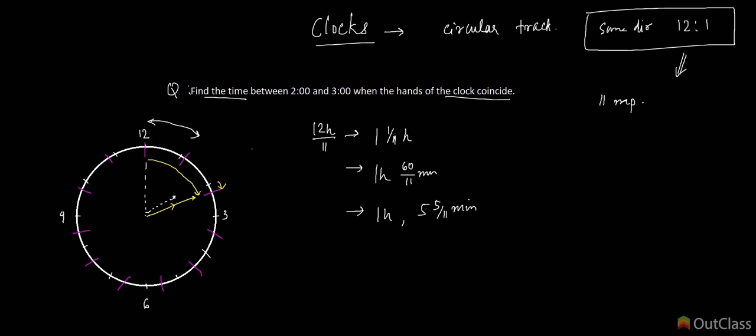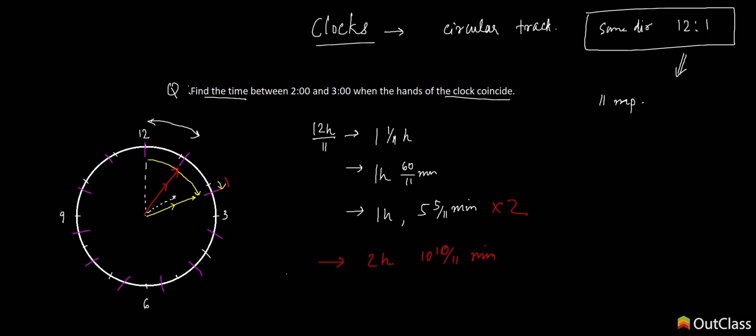1 hour 5 and 5 by 11 minutes is basically the time right here. This thing right here, it's basically the time between 1 and 2 when the minute and hour hands coincide. And if you want the time between 2 and 3, all you gotta do is multiply this by 2, and you're looking at the time 2 hours 10 and 10 by 11 minutes. That is the time between 2 and 3. It's a little after 2:10, as you can see, and that specific segment which we're trying to find is just 10 by 11 minutes, and so this is your answer.